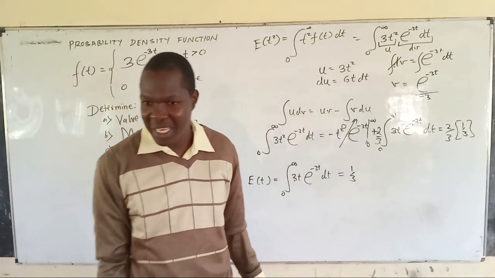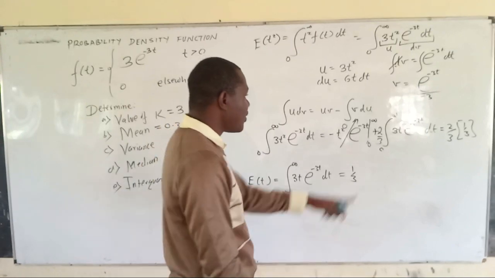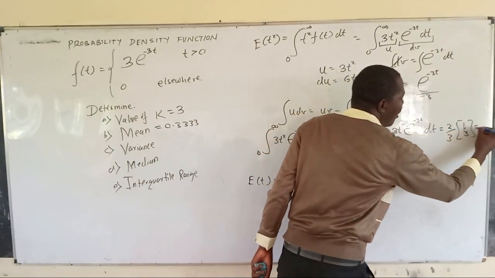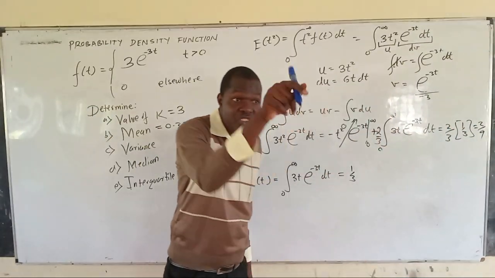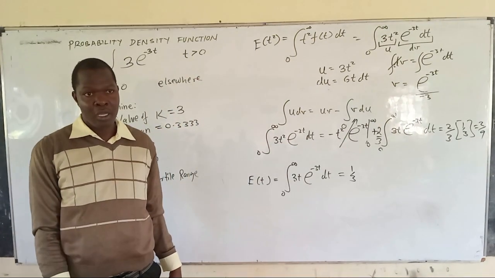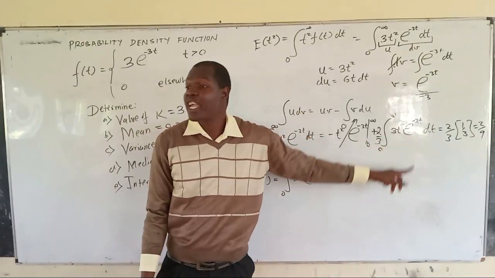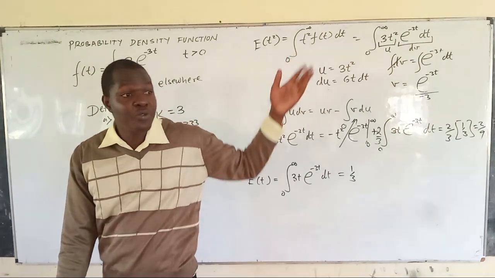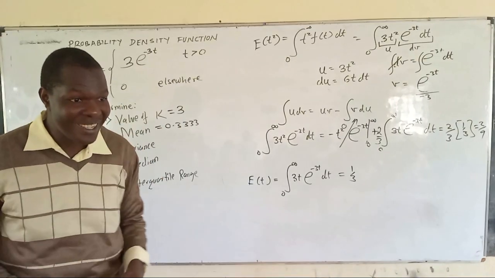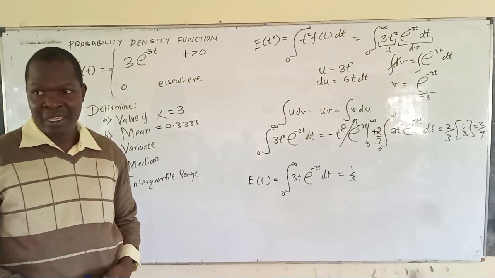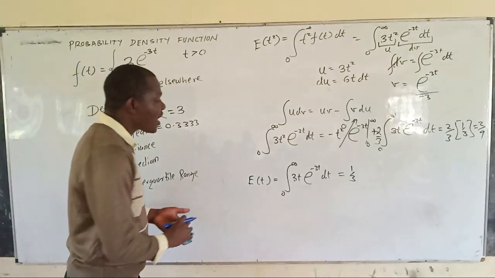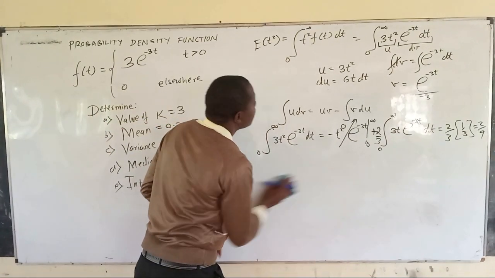Are we together? Good. So what do you get? 2 over 9. That is the simplest way to go about it. Don't waste time integrating this again, because you've already done it when looking for the mean. You just manipulate it. Very good. So we found the expected value of t squared.